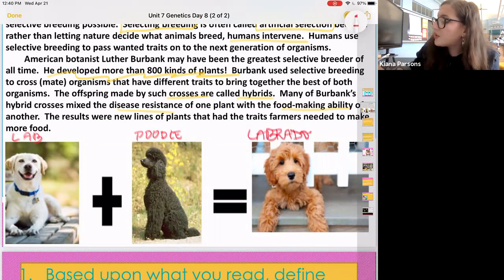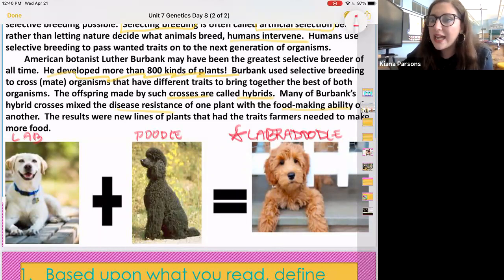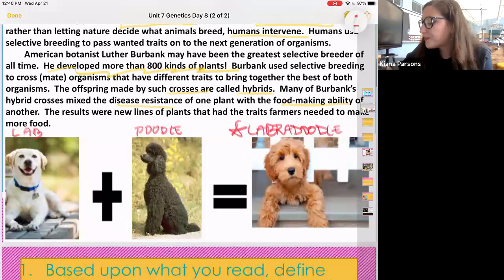So both of these dogs started as wolves, right? And selective breeding was used to create a Labrador retriever and a poodle, but then we mixed these two breeds to create the new Labradoodle. So that can also be done in the lab, but it is much more difficult. So selective breeding is usually the way we get hybrid animal species.